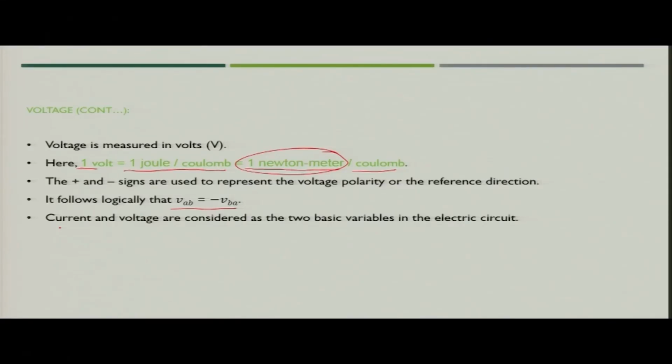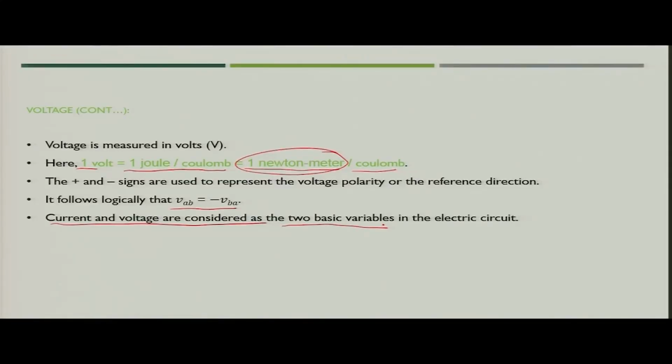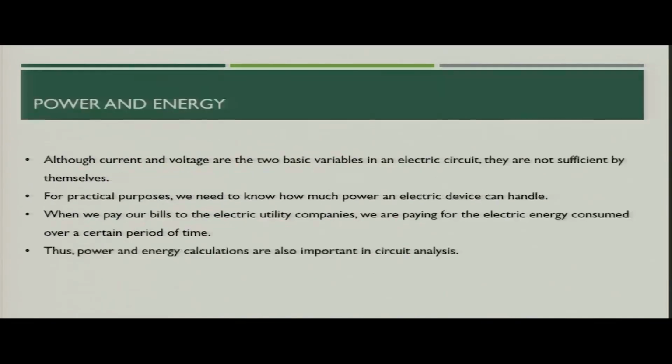In circuit theory we generally represent the answers in the form of voltage and current unless otherwise specified, because these are the two basic elements in our electric circuit. However, it is not that we always go with voltage and current as an output; we sometimes need power and energy also as an output.